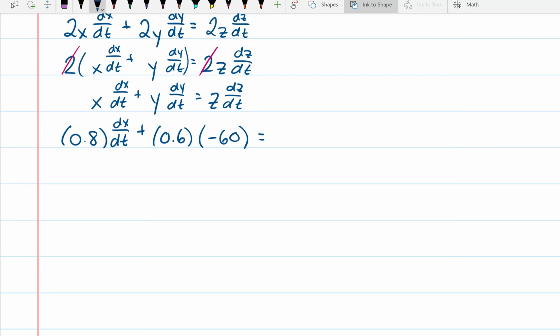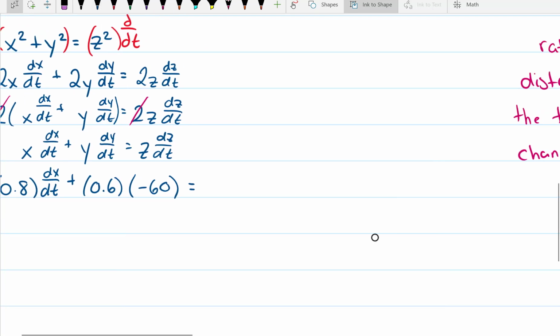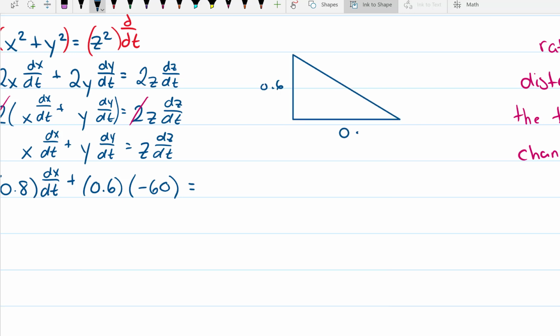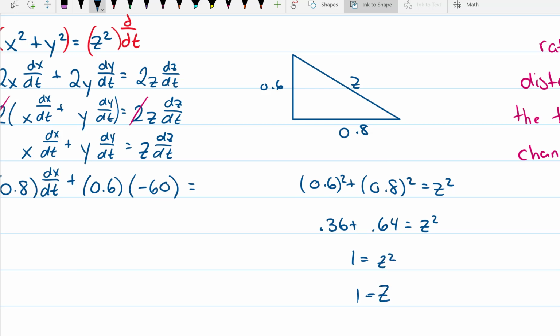Equals, now do I know z? Well, I don't know it right away, but I can definitely solve for it. So if I have this triangle, and this is 0.6, and this is 0.8, and this is z, I get 0.6 squared plus 0.8 squared equals z squared. 0.36 plus 0.64 equals z squared. 1 is equal to z squared, so z is equal to 1. That means that at this moment in time, the two cars are 1 mile apart. And again, I know the distance between them is changing at a rate of 20 miles per hour.